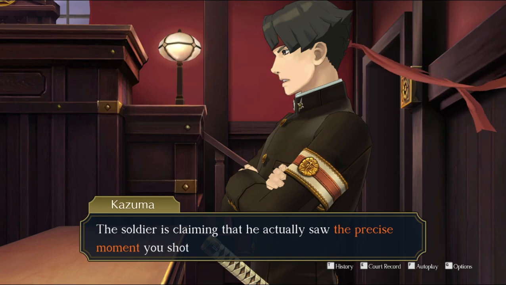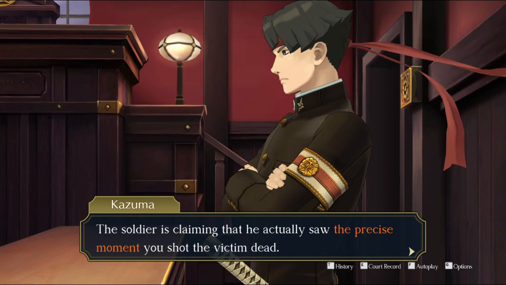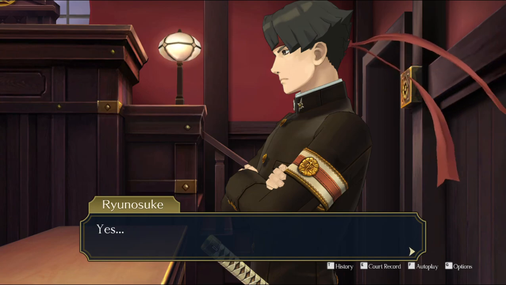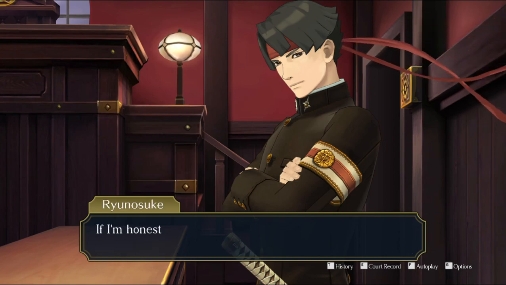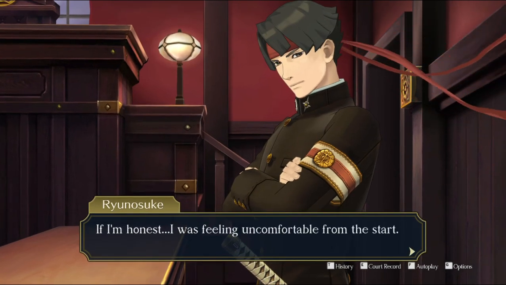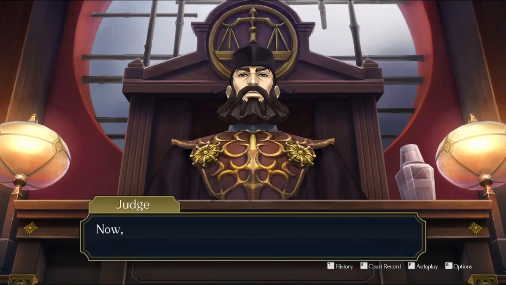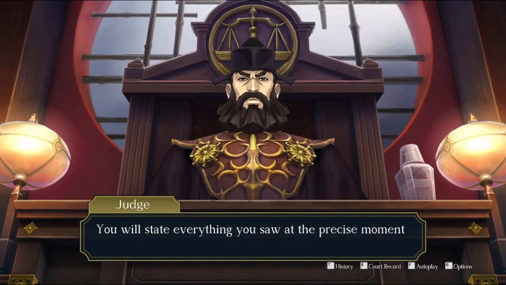The soldier is claiming he actually saw the precise moment you shot the victim dead. Yeah. Well, are you starting to feel uncomfortable? If I'm honest, I was feeling uncomfortable from the start. Now, the court will hear your formal testimony, please. You will state everything you saw at the precise moment that the incident occurred. I don't think anybody was looking at the precise moment that the incident occurred. Who's going to be actively watching a table to make sure something... Wait. Oh, maybe that's the thing. Oh, I don't know.